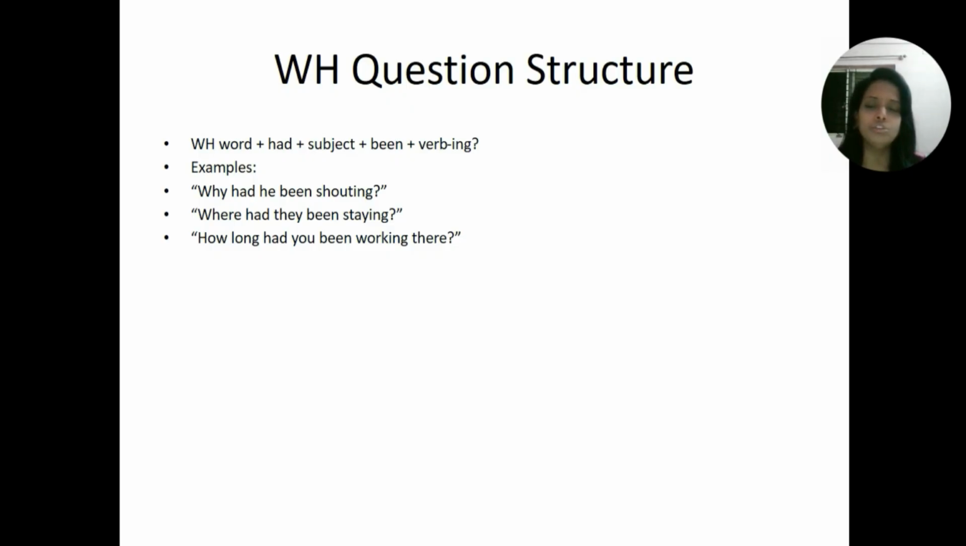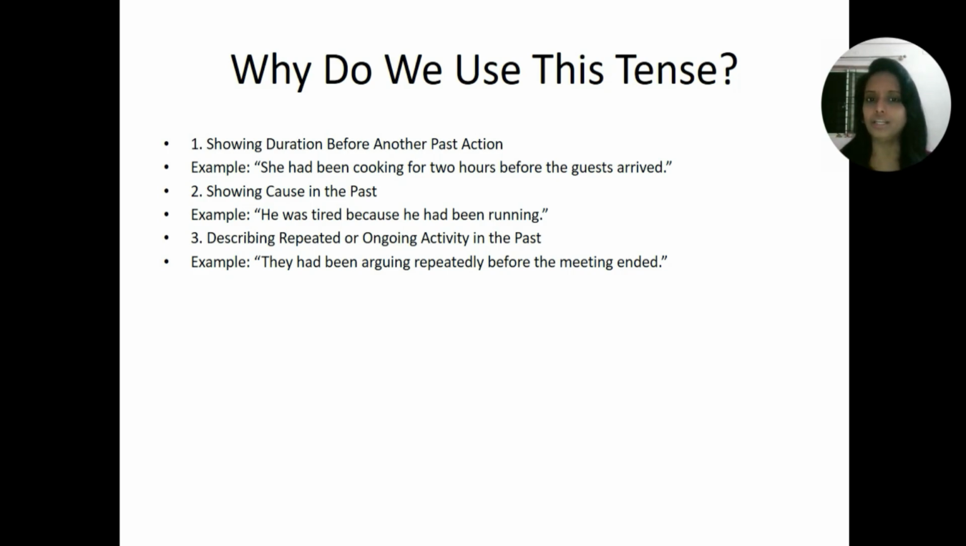And do you know the reason why we use past perfect continuous tense? You need to know that because that's very important, right? You may confuse past continuous tense, present perfect continuous tense, and past perfect continuous tense. So we need to understand the purpose clearly. We use past perfect continuous tense mainly for showing duration before another past action. For example, she had been cooking for 2 hours before the guest arrived, which means the focus is on the action continued before another event.